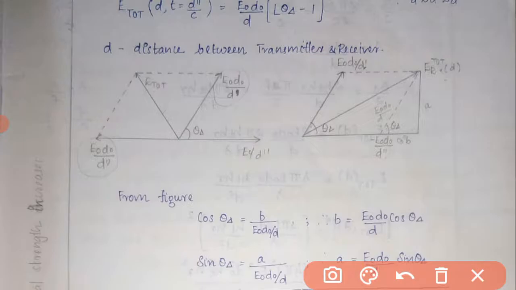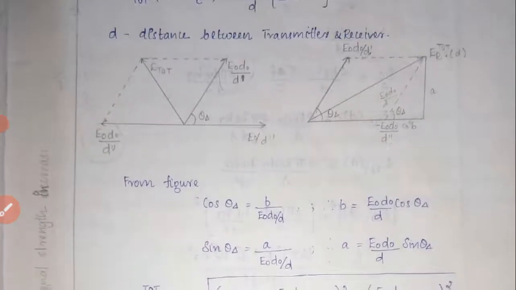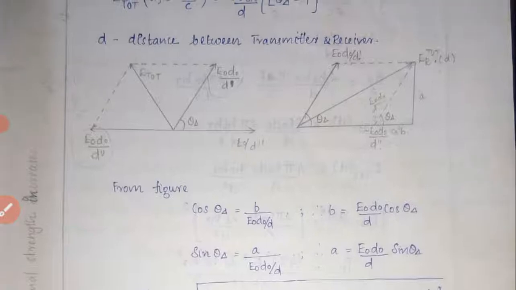Then sin theta del, what about sin theta del? That is equal to opposite side by hypotenuse. So what about the opposite side? It is A and the hypotenuse is E naught D naught by D. So from that we calculate the value of A, that is E naught D naught by D sin theta del. Here we have to find the value of ER total of D.